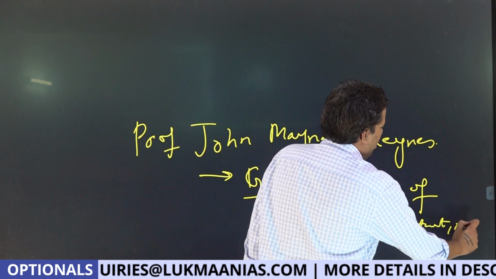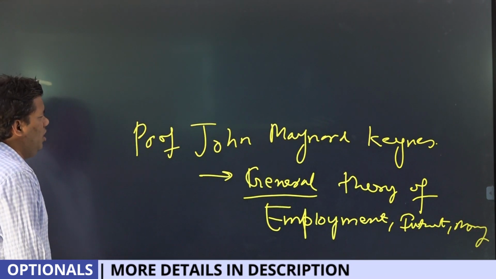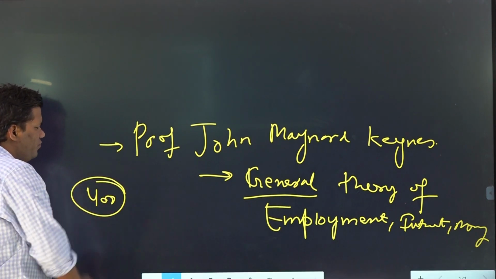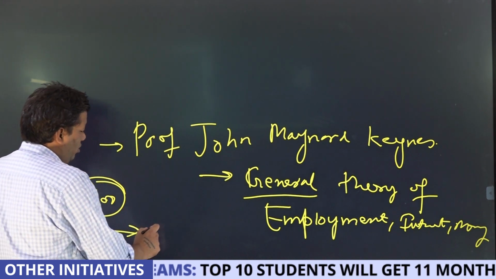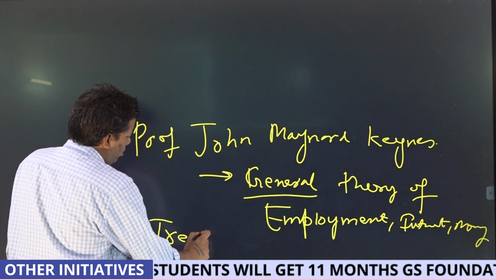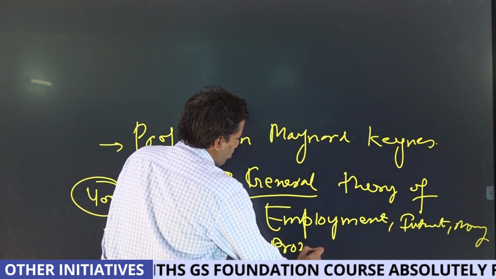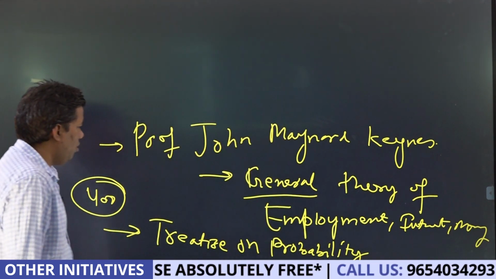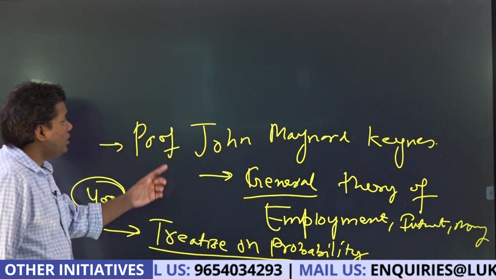Let me say a few things about this book. It is hardly a 400-odd page book, and not only this book, he also wrote another wonderful book, Treatise on Probability. And this again is a very rigorous book. You have to understand this.